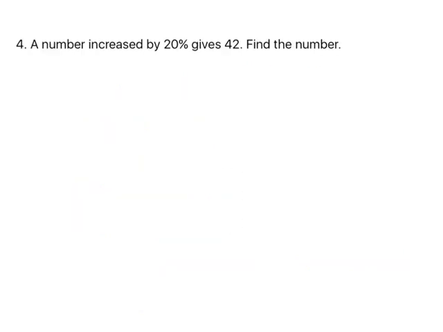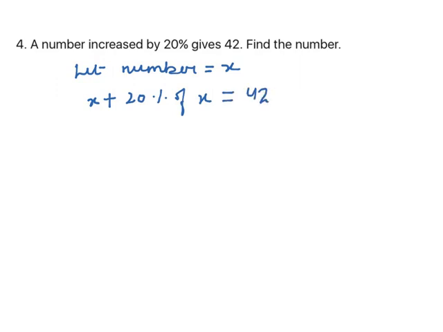So next question, we have to find a number which, when we increase it by 20%, gives us 42. We don't know the number over here, so again we will consider that number to be x. According to the question, we are increasing that number by 20%. It means x, and we are increasing, meaning we are adding 20% of x, and then that number gives us 42.